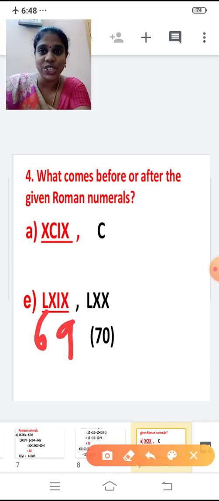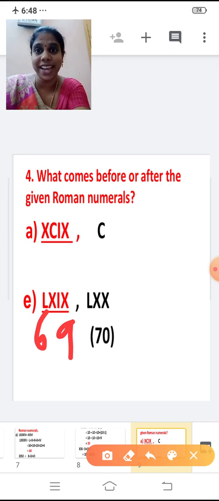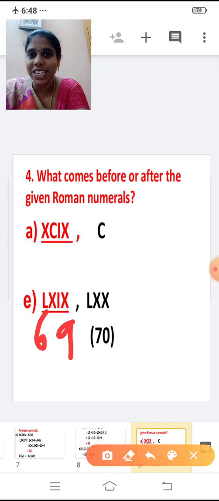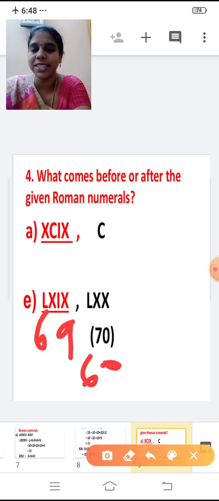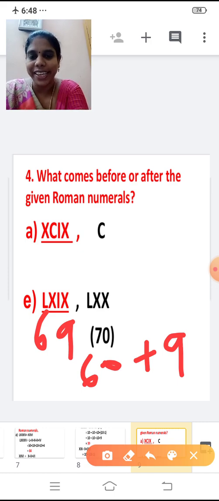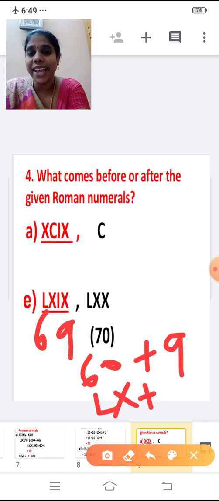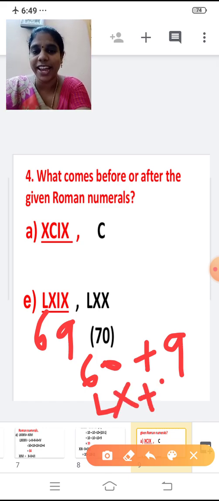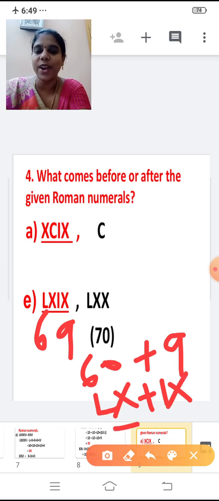Now this we are going to change into Roman numerals. 60 plus 9 is 69, right? So Roman numeral for 60 plus 9 is 69. What is the Roman numeral for 60? 50 plus 10 is 60, right? L plus X, plus 9, you know the Roman numeral for 9, IX, right? So now add all together, LXIX. LXIX comes before LXX.